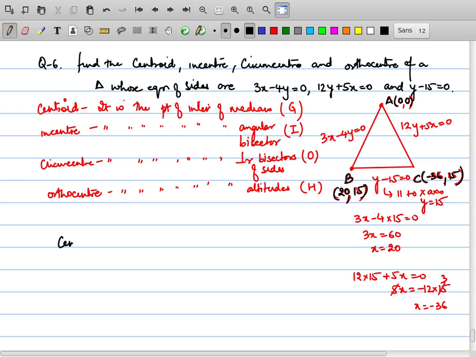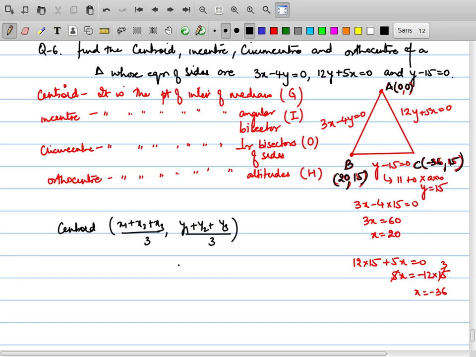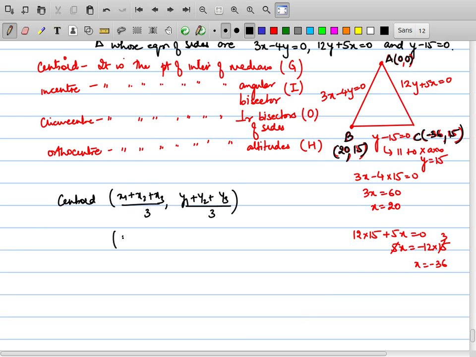Now for centroid, the formula is x1 plus x2 plus x3 by 3, y1 plus y2 plus y3 by 3. Now we know all the coordinates. Therefore 0 plus 20 minus 36 by 3 and 0 plus 15 by 3. Therefore the coordinates of the centroid are minus 16 by 3, 10. This is your centroid.